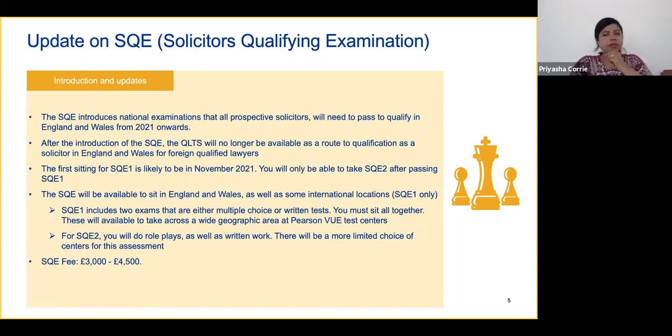I have a question here. Sorry, Asta. Do we know when is the last MCT for QLTS? Because right now, all I see on Kaplan's website is that the last MCT is going to be sometime in January or February of 2021. So do we know if there's going to be another one in July?